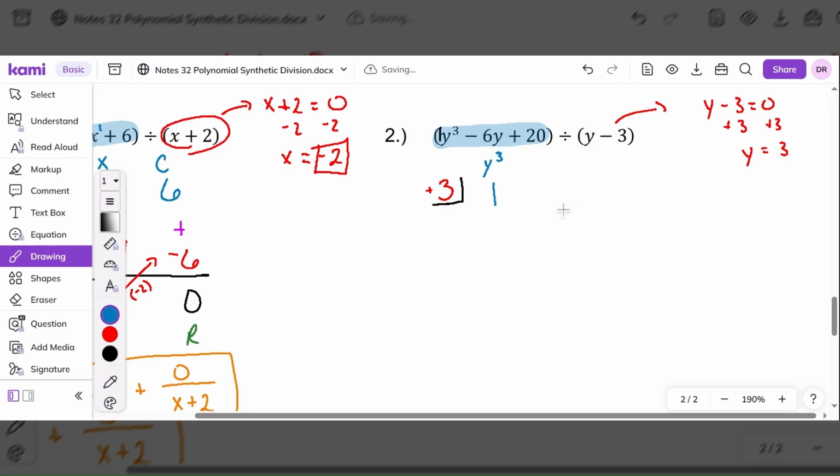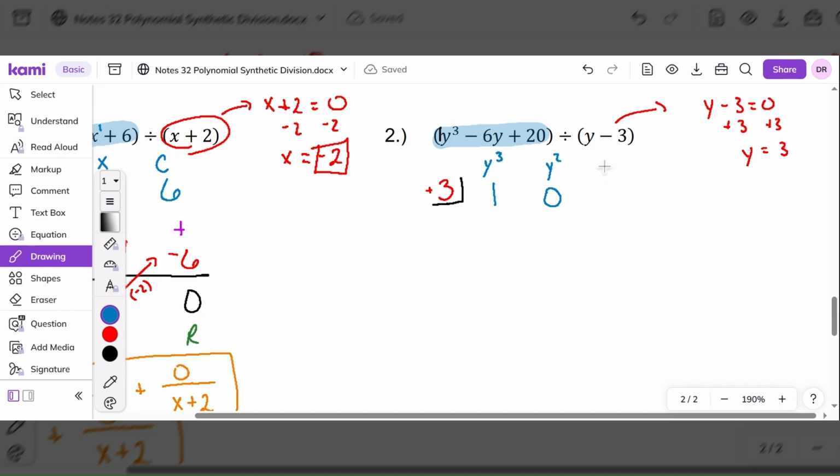And what comes after y to the third should be y to the second. But if you go up to this polynomial in blue, there is no y to the second. And whenever there's a missing term, we always put the number 0. 0 is for missing. We did that back when we solved systems with 3 equations in our matrices. So here we put a 0 for the y squared.